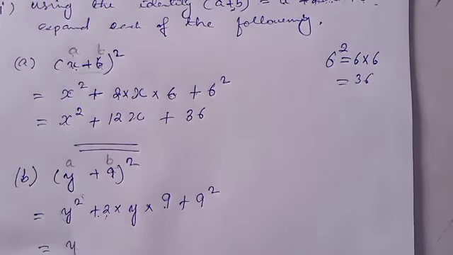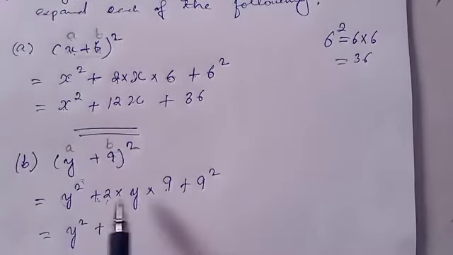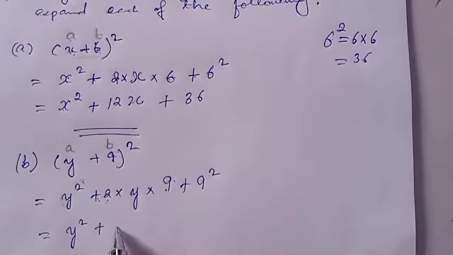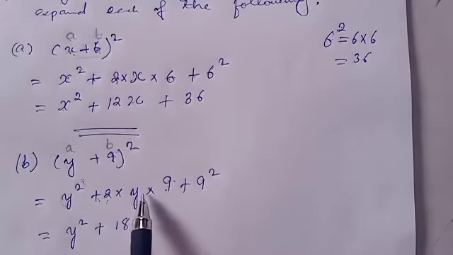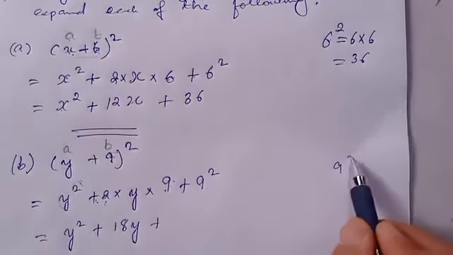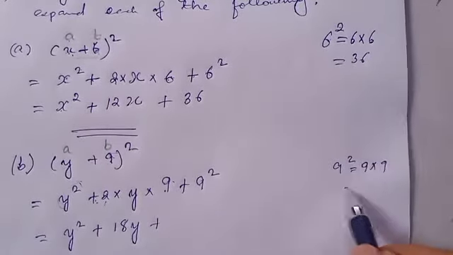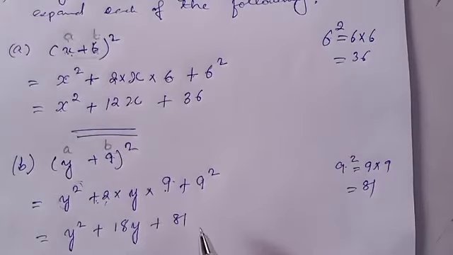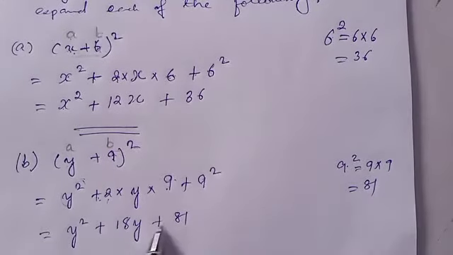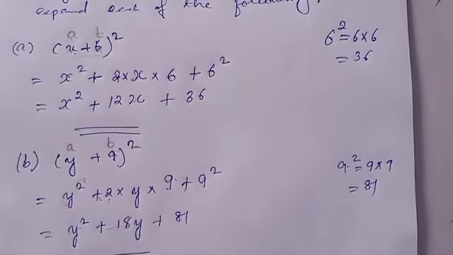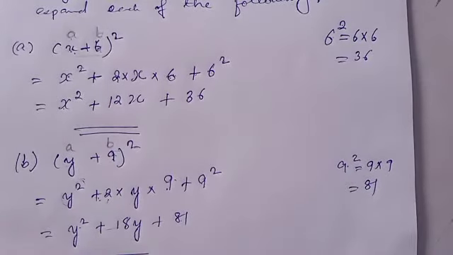Now y square we have only 1, y square plus, and the number we have in the second term: we have 2 and 9, so 2 nines are 18. What about y? We have only 1 y, so let's write the y. Plus 9 square means 9 into 9, so 9 square is 81. Like terms, are there any? Y square is only one term, y only one term, 81 only one term. It has no like terms, so this is the answer. Very simple, right?